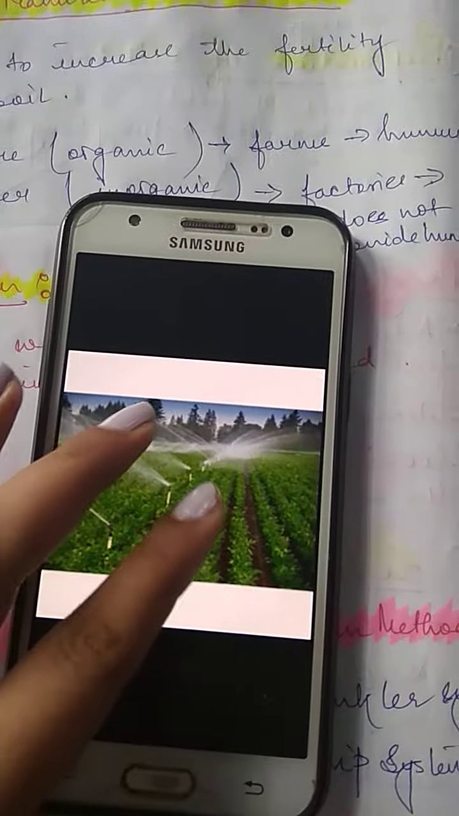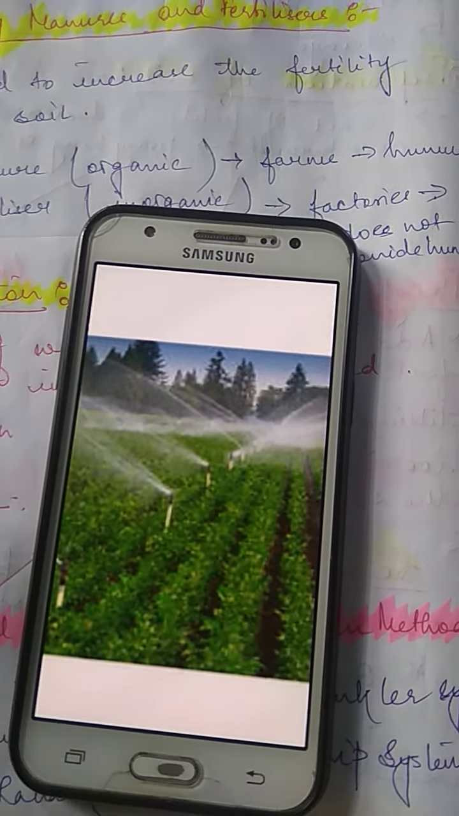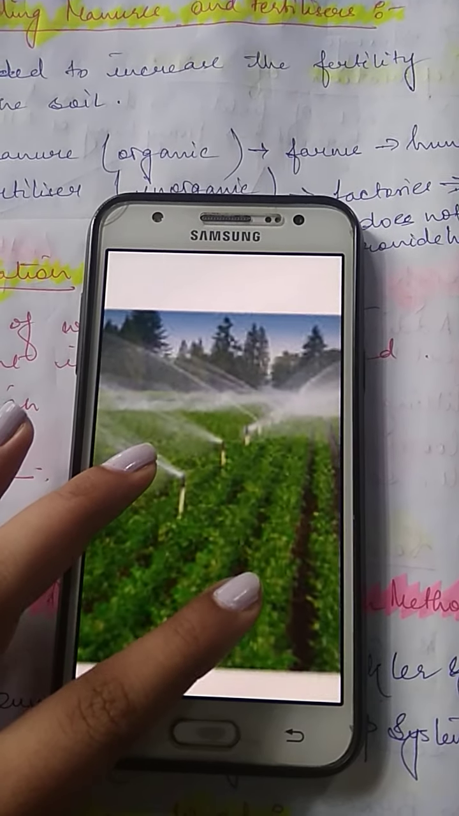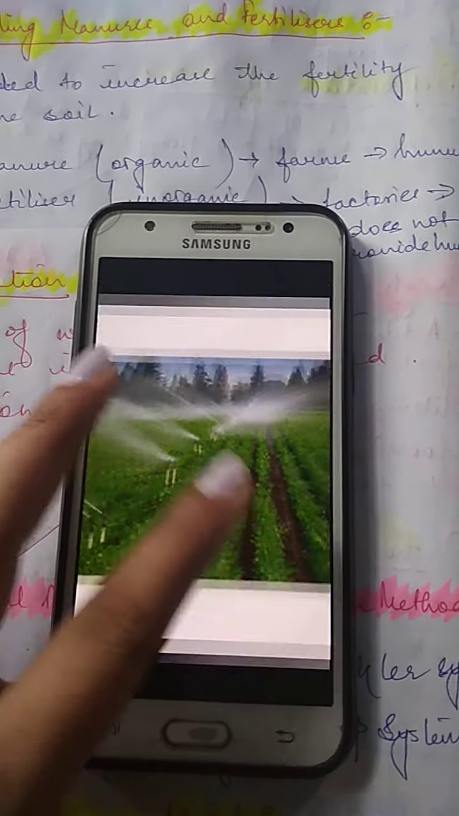Sprinkler is something like this, where nozzles are there, and in between one nozzle moves and the whole field is irrigated at the same time.